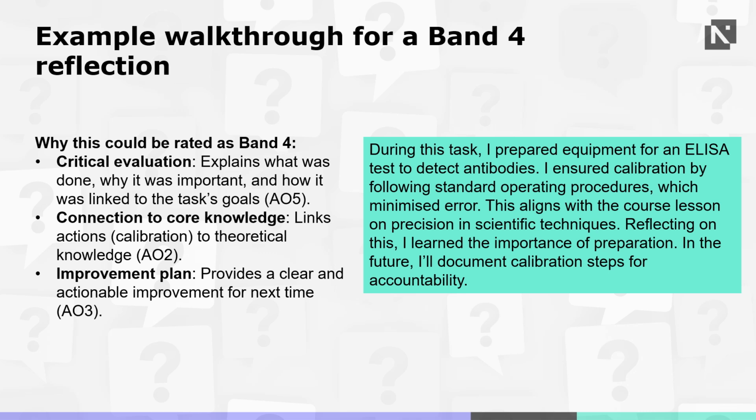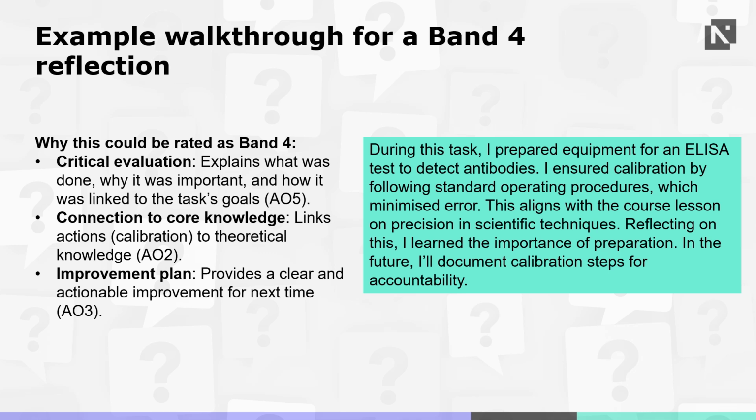So why this could be rated a Band 4. Critical evaluation. The reflection doesn't just describe the task, it explains what was done, why it was important, and how it aligned with the task goals. For example, the student evaluates their calibration process and its impact on minimizing errors. Number 2, connection to core knowledge. A Band 4 reflection ties actions to theoretical knowledge. In this example, the student links the calibration process to lessons on precision in scientific techniques, demonstrating understanding of AO2.